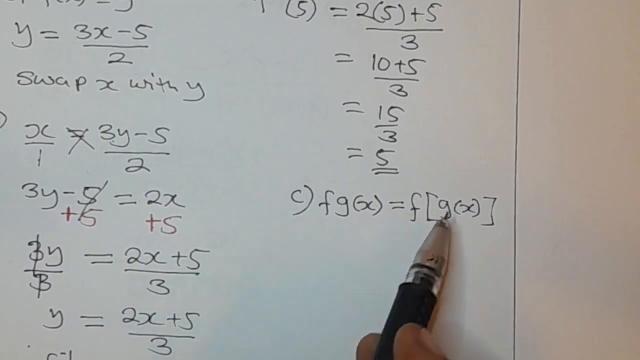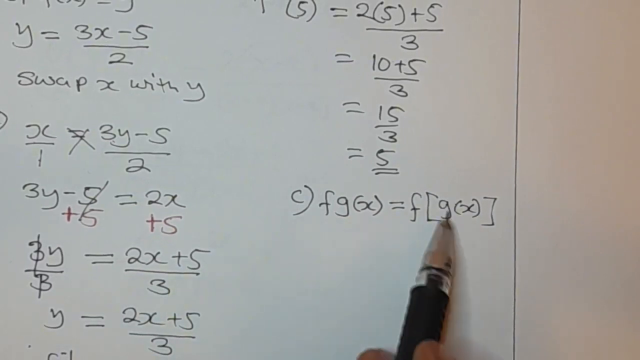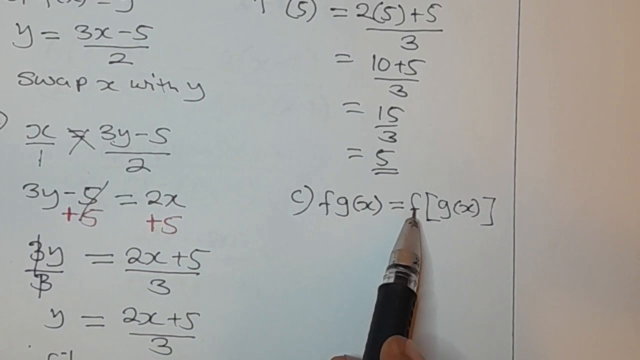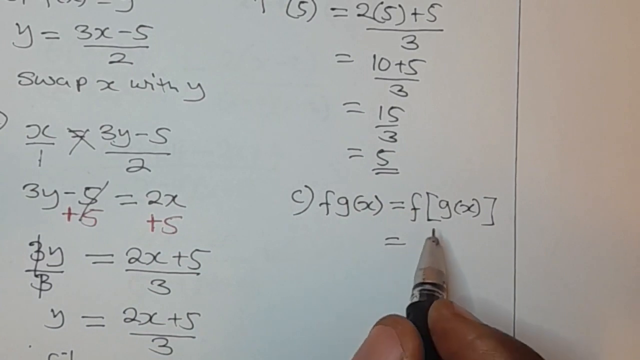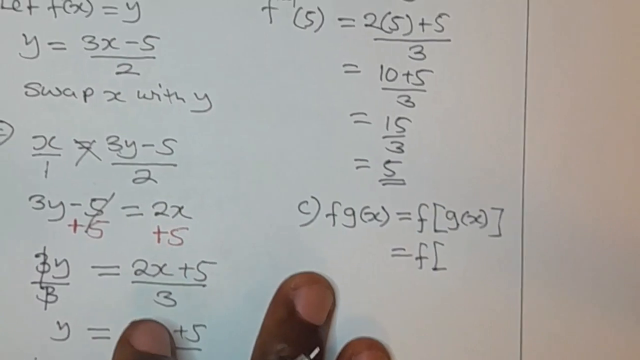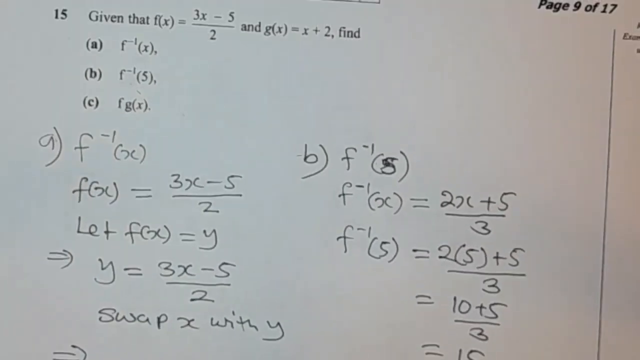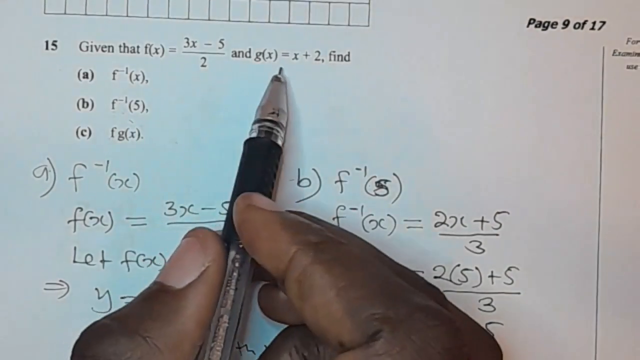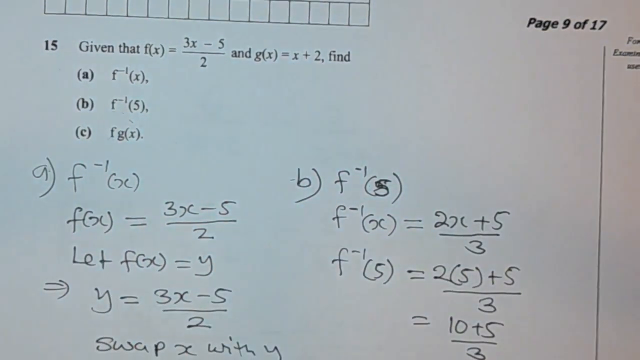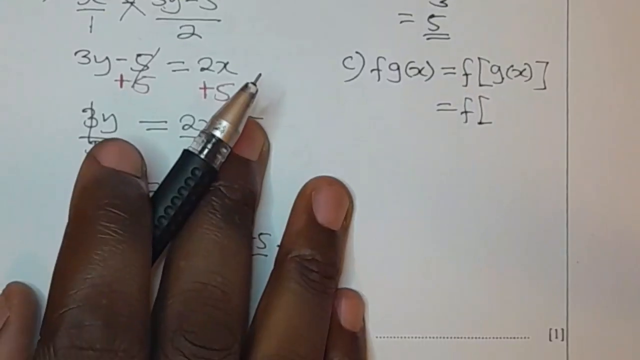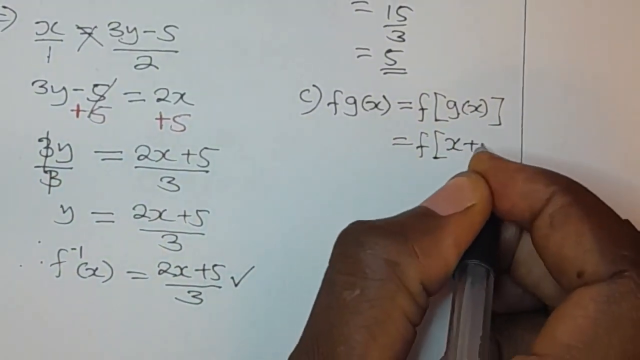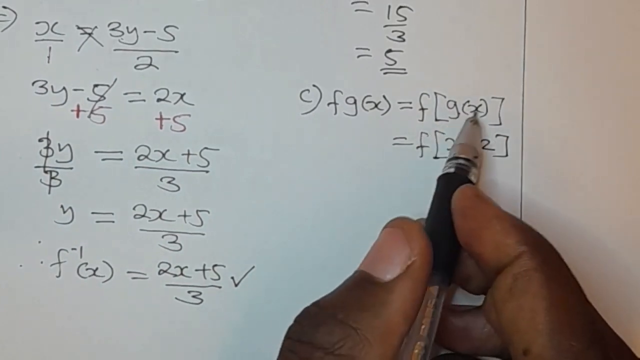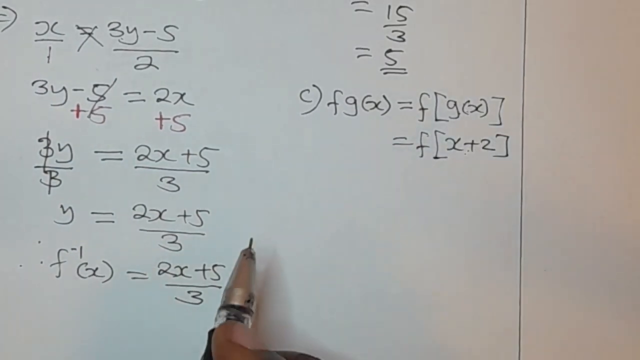So this means that this function g of x is inside the function of f. So we'll have f of g of x, where g of x is this one here, x plus 2. Okay, so g of x is x plus 2, so we'll have x plus 2. We've just replaced g of x here.